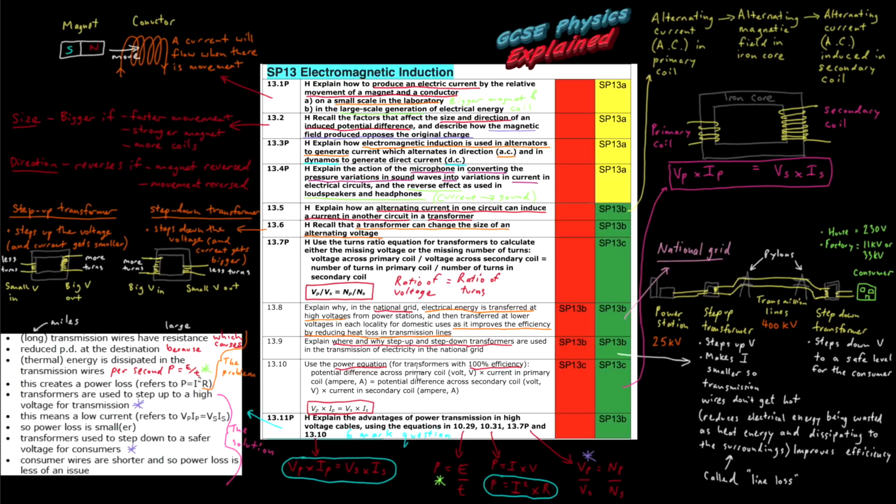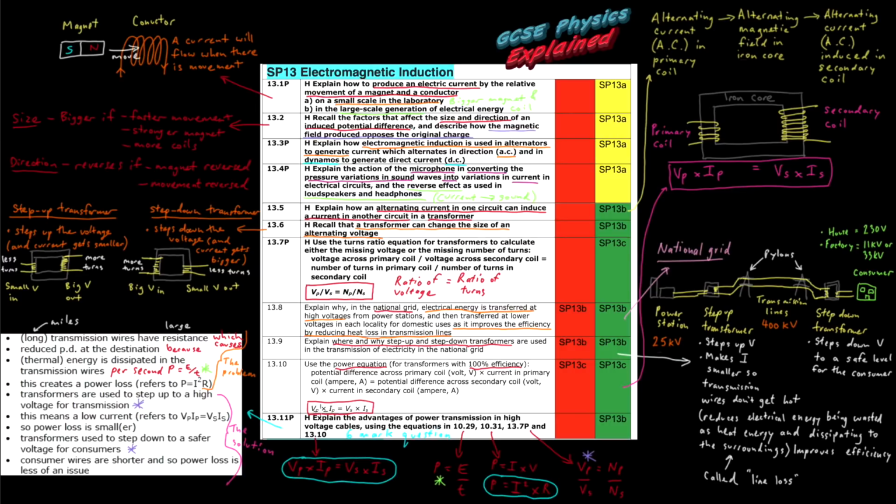Use the power equation for transformers with 100% efficiency. So we're assuming that we're not losing any energy. So basically, the power that goes into the primary coil equals the power that comes out of the secondary coil.